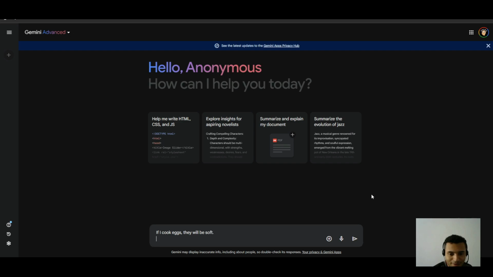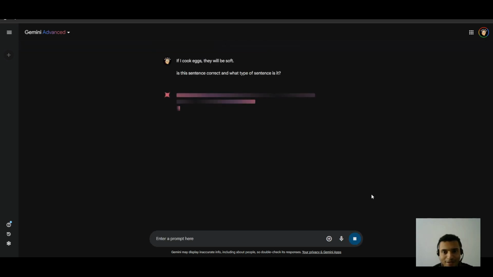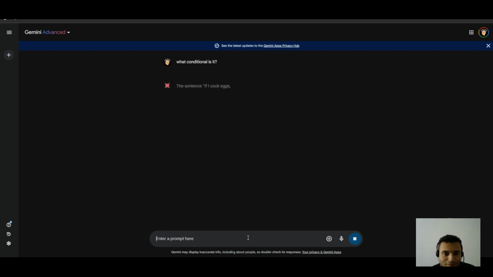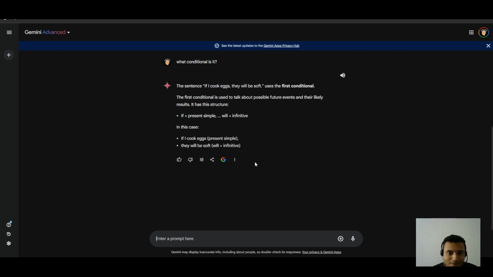And now, if you're not sure if this is correct, you just ask, is this sentence correct, and what type of sentence is it? And it says it is correct, it's a complex sentence, with an independent clause and a dependent clause. And now if we ask what conditional it is, we see that it is the first conditional, and it gives a reason why this would be first conditional and what this means.